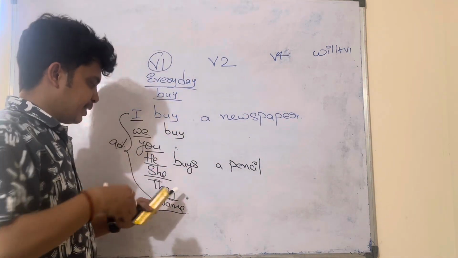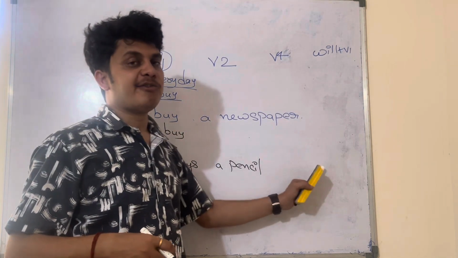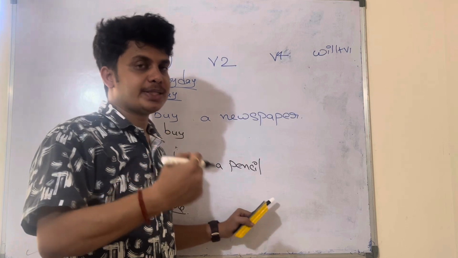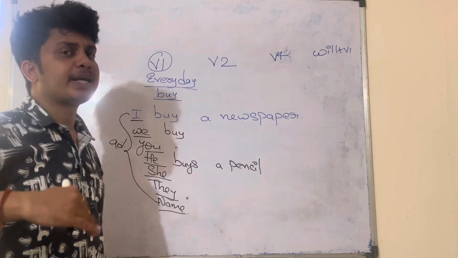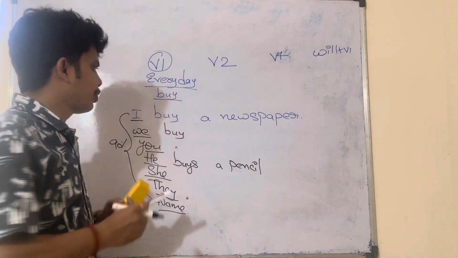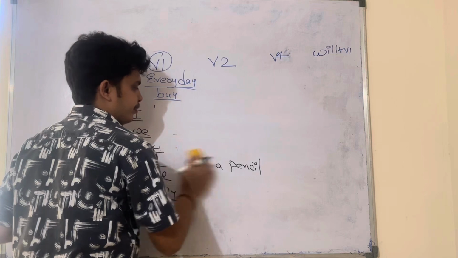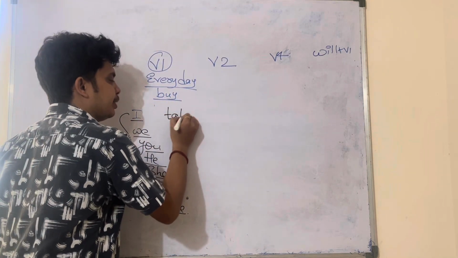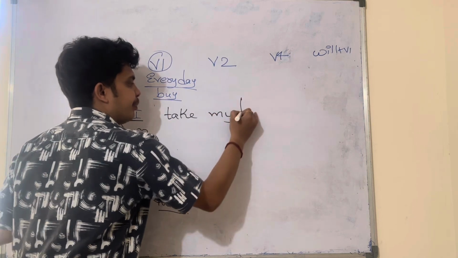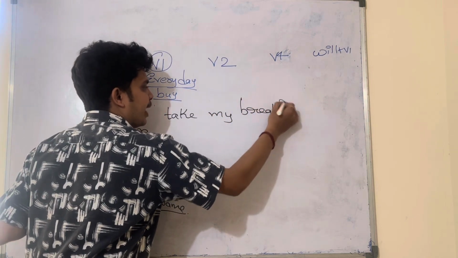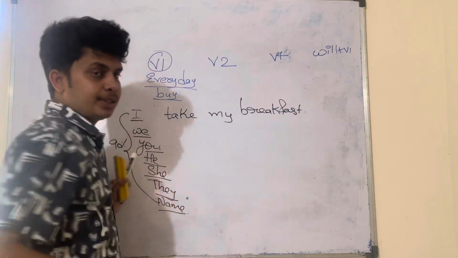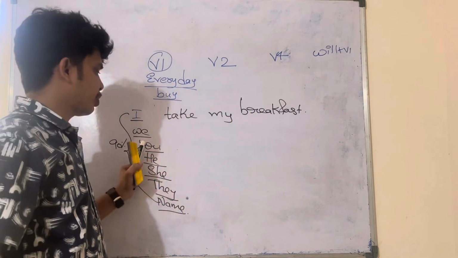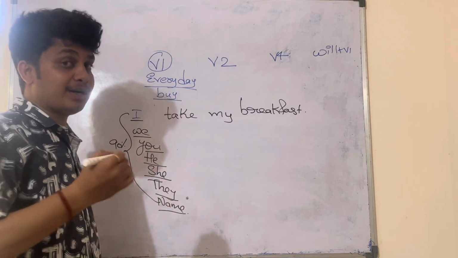As you can say, they buy a new bike every year. Okay, they buy a new flat once in 5 years. So something that happens on a regular interval. Not only this, you can even use it like, I take my breakfast. I take my breakfast. So by default it's every day, right? We take our breakfast, you take your breakfast.